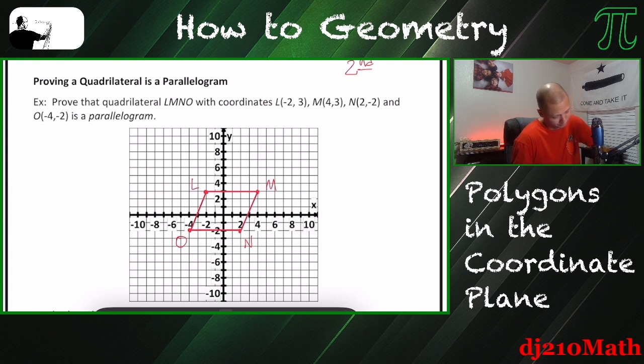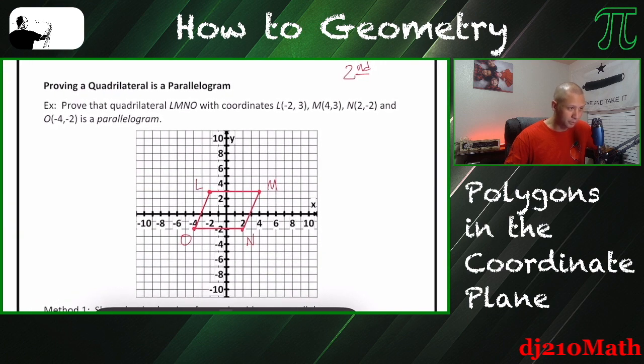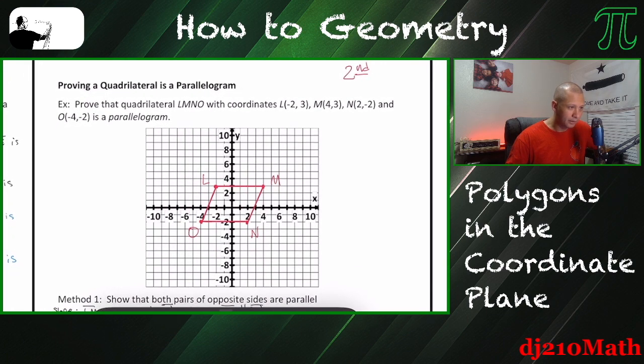Now you may notice there are multiple ways of figuring this out. So whichever way you decide, stick with that, right? I'm only going to show the one method, but there are multiple methods. So there's no need to show all the methods. You just got to show one of the methods. And I'm only going to show you one. So the method we're using is to show that both pairs of opposite sides are parallel. I think that's the most straightforward.